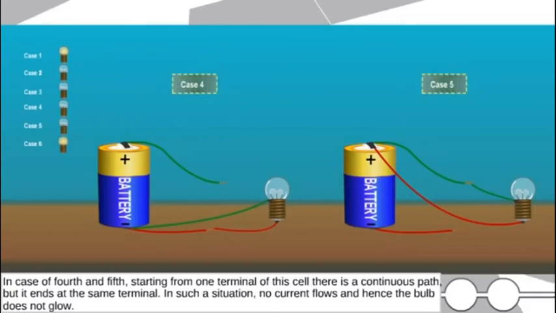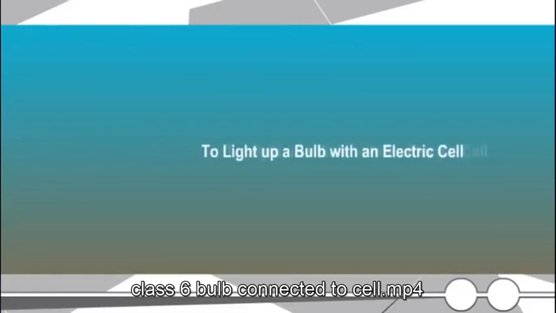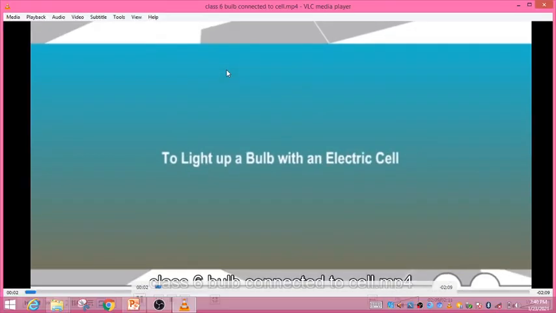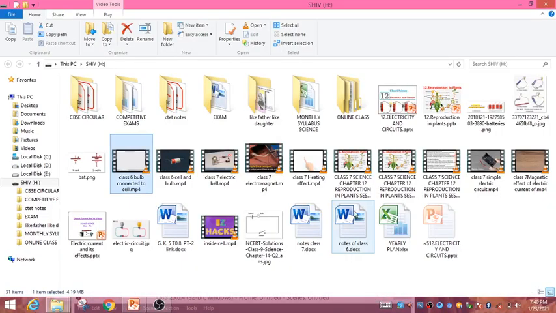But in case of 2nd, 3rd, 4th, 5th, you can see the arrangement, there is no continuous path and that's why the bulb does not glow.